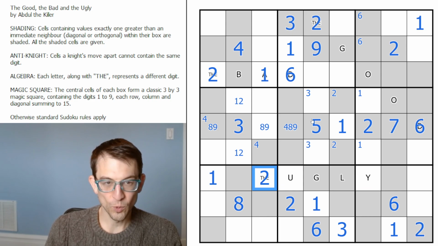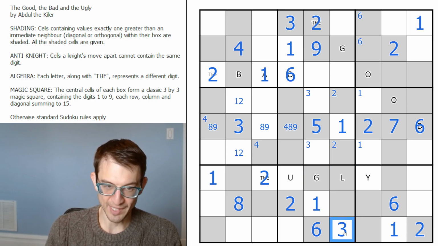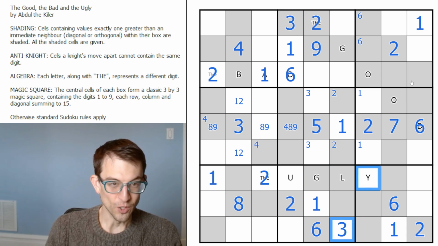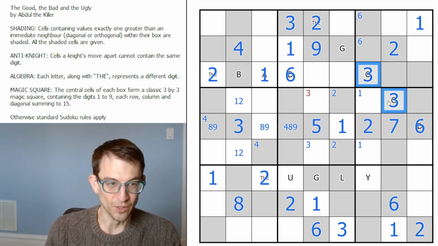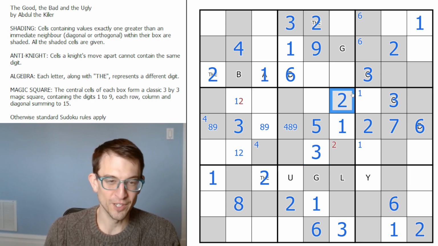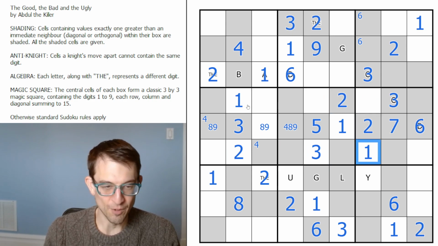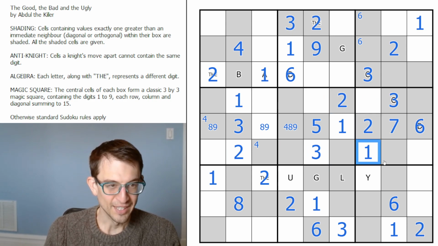So where could the 3 be? It can't be B because of this 3. It can't be any of these because of this 3. It can't be Y because of the same 3, the knight's move constraint. So the only place the 3 could go is in O. And that gets rid of this. So I know where the 3 is, and therefore I know where the 2 is because this 3 is unshaded. And that disintegrates this 1-2 pair. Oops, and that gets rid of that unknown 1.